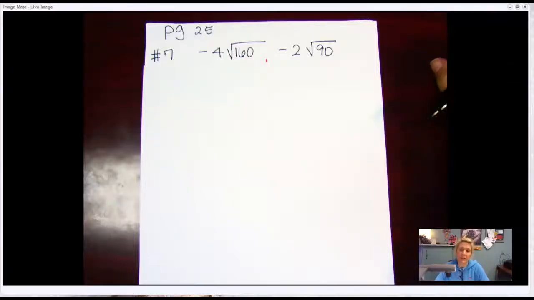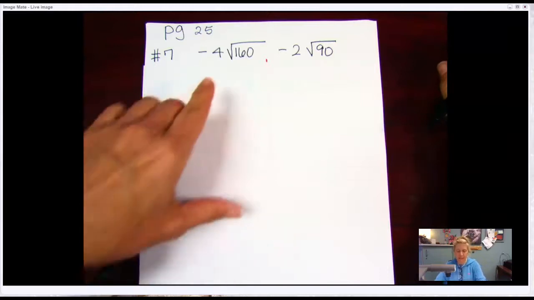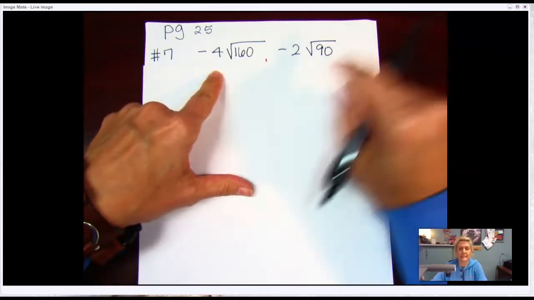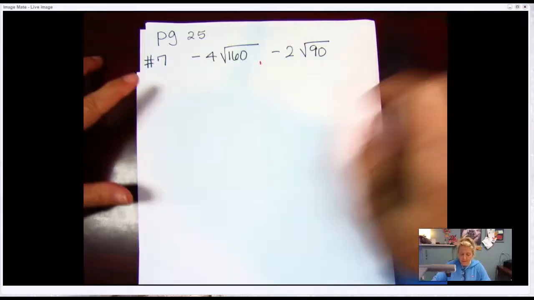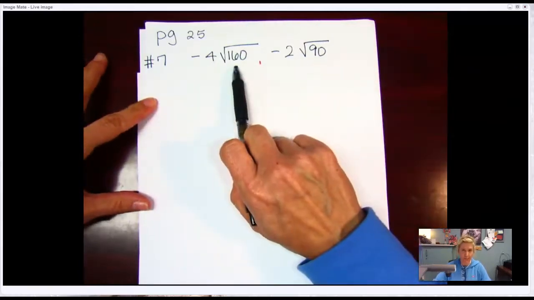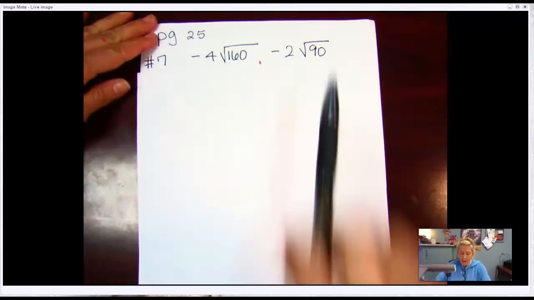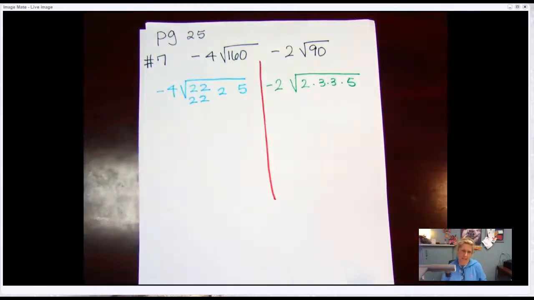Okay, we need to be on page 25. We're going to pick up with problem number 7. Problem number 7 is -4 square roots of 160 minus 2 square roots of 90. And what we need to do first is find the prime factors of 160 and the prime factors of 90, and we're going to rewrite it where it looks like this.